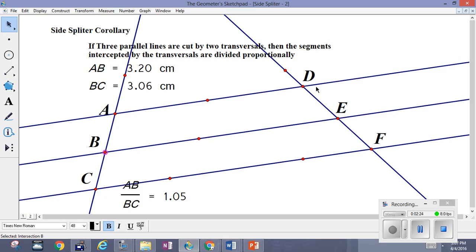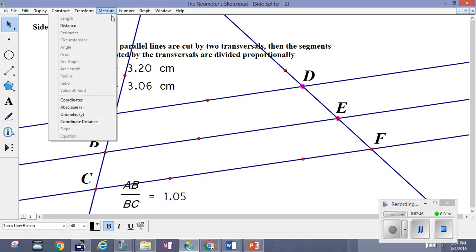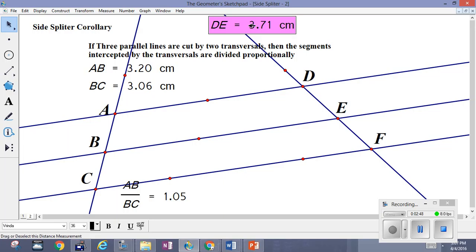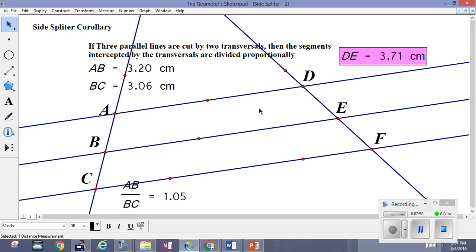But what we're going to see over here is that DE to EF is going to be the same thing. So let's make those measurements, and then that should demonstrate this side splitter corollary, which is what we have when we have three parallel lines cut by two transversals. So again, let's measure here, measuring distance there, 3.7, and the distance E to F.